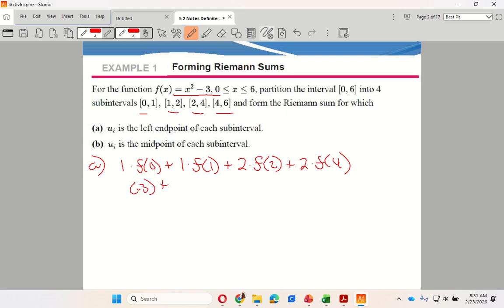Plus 1 times f of 1. So that means that my answer is going to be plus f of 2. That's going to be 1 times 2 is 4. So that's going to be 16 minus 3 is 13 times 2 is. Add all these together and my total answer is.